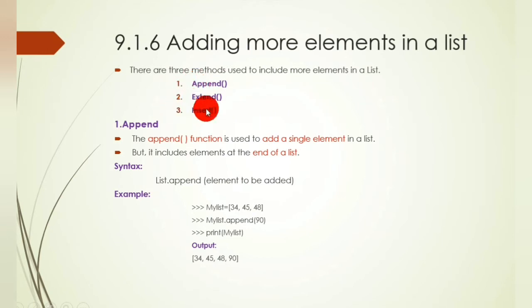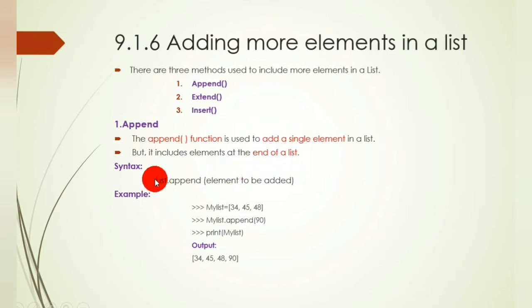You can see what is the difference between these 3 functions. First we take the append function. The append function is used to add only one element to a list, and we can add it at the end of the list. You must understand this one. How many elements can you add? Only one element by using this append function. Where can it be added? It can be added at the end of your list.